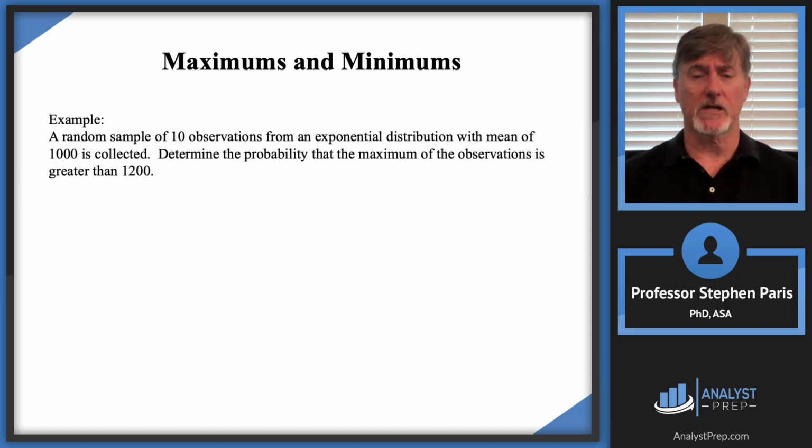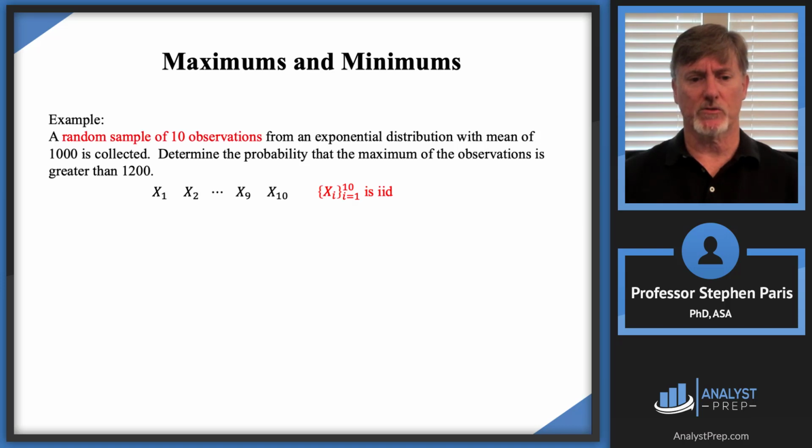Let's say that I have a random sample of 10 observations from an exponential distribution with a mean of 1,000. So that random sample is collected, and I want the probability that the maximum of the observations is greater than 1,200. So first of all, I've got 10 observations, so I'm going to have 10 variables here.